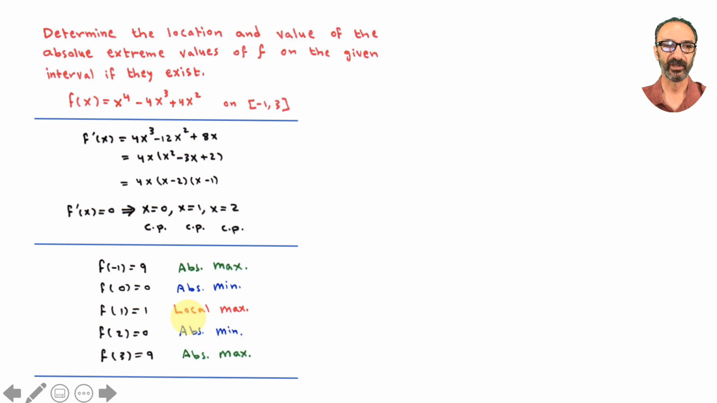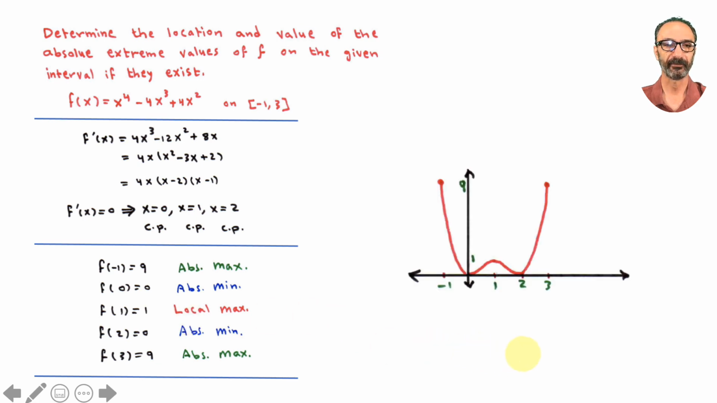You don't need the graph, but I want to support it with a graph. If you graph this 4th degree one, it opens up, and it has enough terms, so it's going to have 4 pieces, 1, 2, 3, 4: absolute max, absolute max, absolute min, local max. That should do it.